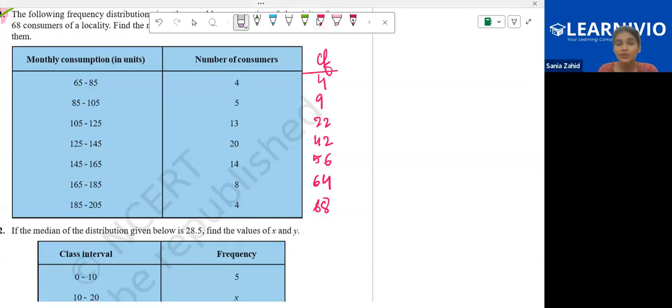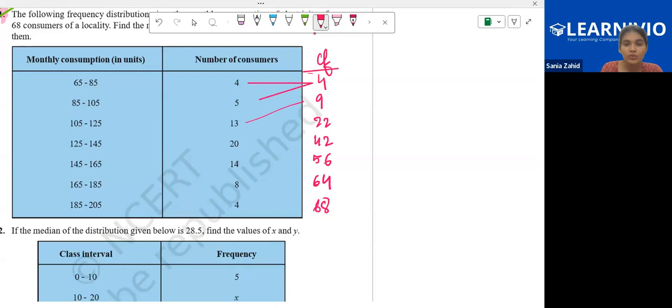Okay, Umer, I told you in the previous class also you're making silly mistakes. You should revise your answer once you're done. Like you found the cumulative frequency, revise it. 4 you've written here, then 4 plus 5 is giving you 9, 9 plus 13 is giving you 22. Then you just recheck them quickly.